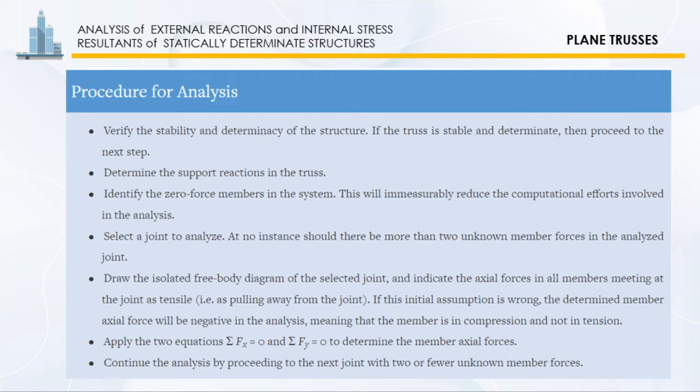So next is to draw the isolated free body diagram of the selected joint and indicate the axial forces in all members meeting at the joint as tensile. So if this initial assumption is wrong, the determined member axial force will be negative in the analysis, meaning that the member is in compression and not in tension. So next is to apply the two equations of equilibrium. So we have the summation of forces horizontal and vertical to determine the member axial forces. And lastly, continue the analysis by proceeding to the next joint with two or fewer unknown member forces.